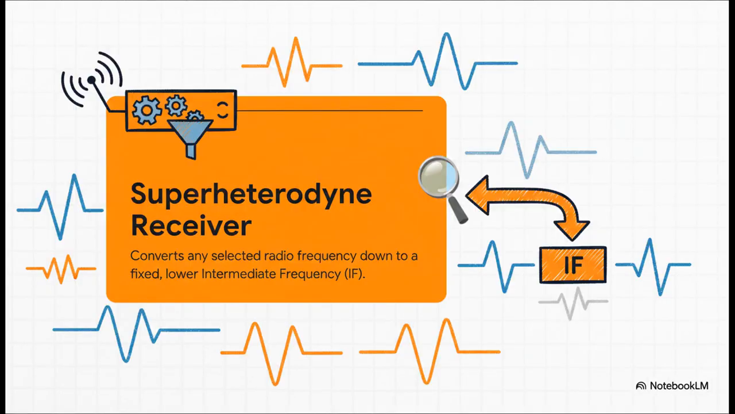Okay, so when it comes to receivers, there is one design that is, by far, the most common. It's called the superheterodyne receiver, and its core idea is absolutely genius. Instead of trying to deal with all the millions of different frequencies coming in, it does something really clever. It takes whatever frequency you've tuned to and converts it down to one single standard lower frequency. We call this the intermediate frequency, or IF. And doing this makes the rest of the process way easier.